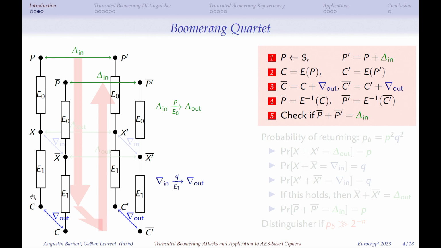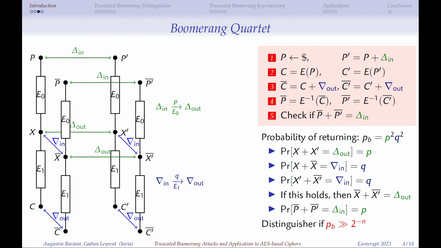So instead what you do is that you're going to shift your ciphertext into new ciphertext, C bar and C bar prime, by applying the difference nabla out. And then you decipher those new ciphertexts, and you get P bar and P bar prime. And now you're going to look at the difference between P bar and P bar prime, and you check whether it is delta in or not. And if it's delta in, we say that the boomerang returns, because you start with your pair of plaintexts, you throw them inside the cipher, they come back, and you get the same difference.